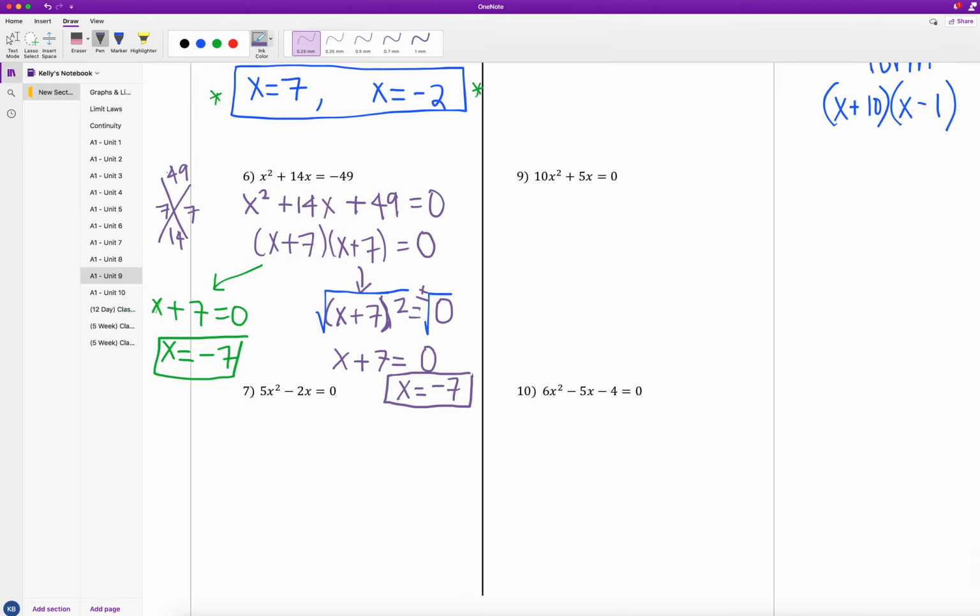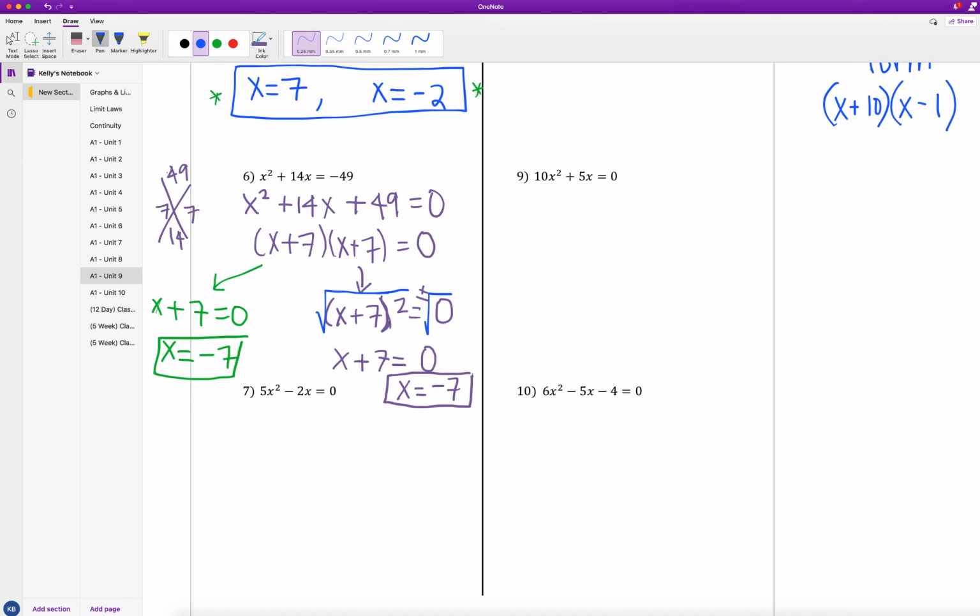Okay, let's look at example 7. Example 7 says 5x squared minus 2x equals 0. We are set equal to 0, so that step is taken care of. Are we in factored form? What do you guys think? In example 7, we're actually not in factored form, so we have to go ahead and factor this first. Why don't you guys pause the video and factor 5x squared minus 2x.